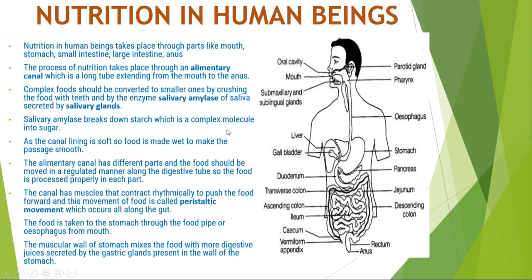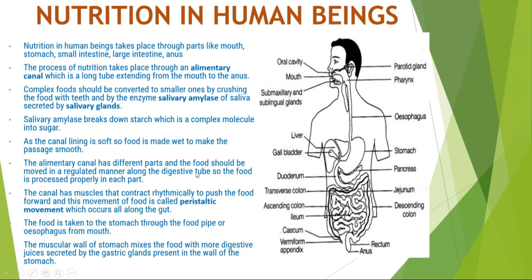Now, salivary amylase breaks down starch, which is a complex molecule, into sugar. As the canal lining is soft, food is made wet to make the passage smooth. This alimentary canal is very soft in nature, and so food is made wet so that it can easily travel through the alimentary canal.